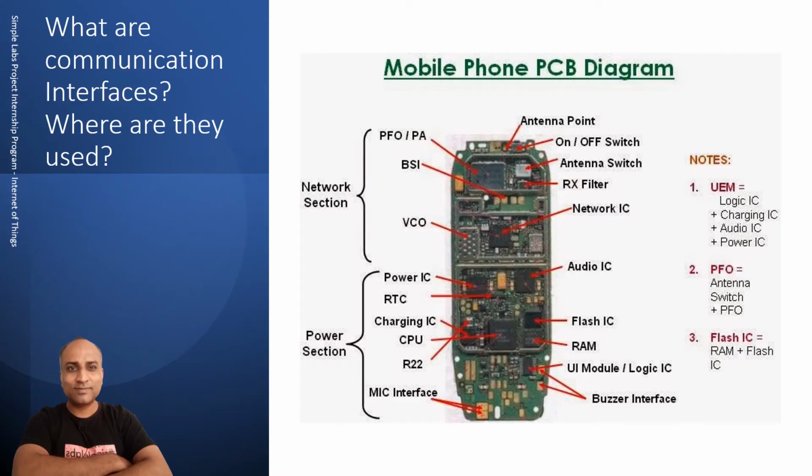So what are communication interfaces and where are they used? Here we have the motherboard of a mobile phone. You can see a number of components on this board. There is a charging IC, a RTC real-time clock IC, a power IC, a network IC, an RX filter, the CPU here, then the RAM IC and flash IC.